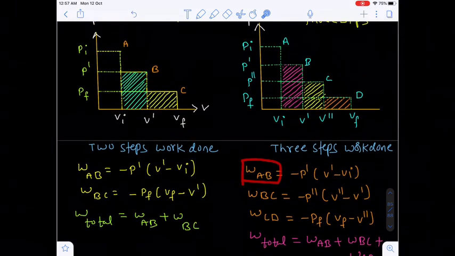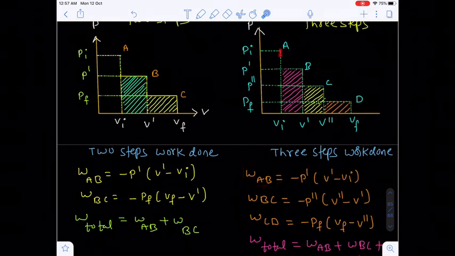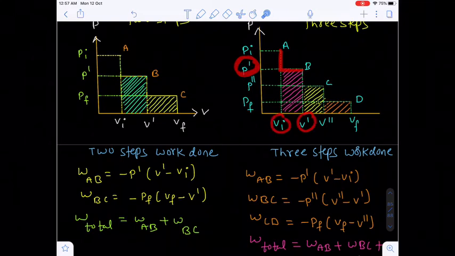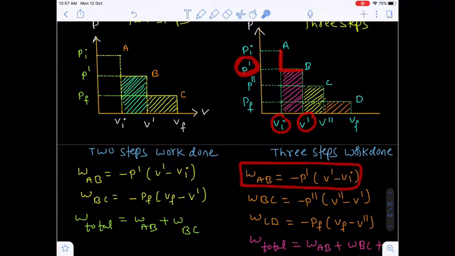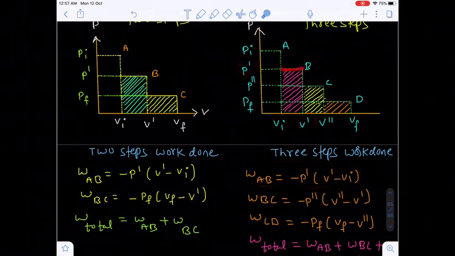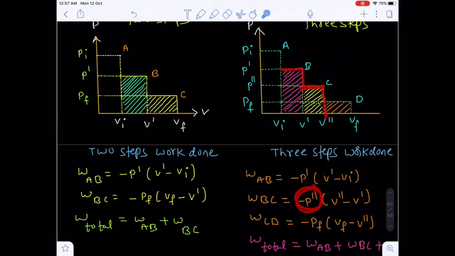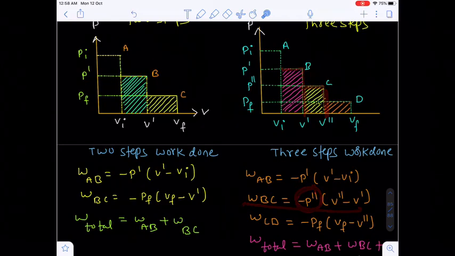So here three work done we have to calculate. Work done along path AB. Now here, what is the P external? P dash, and the final volume is V dash, initial volume Vi. So this is the first work done. Now after reaching the point B, again the piston moves in the upward direction, so the pressure decreases from P dash to P double dash. P double dash will be the final external pressure, and what will be the final volume? V double dash, and initial volume V dash. So this is the second work done.